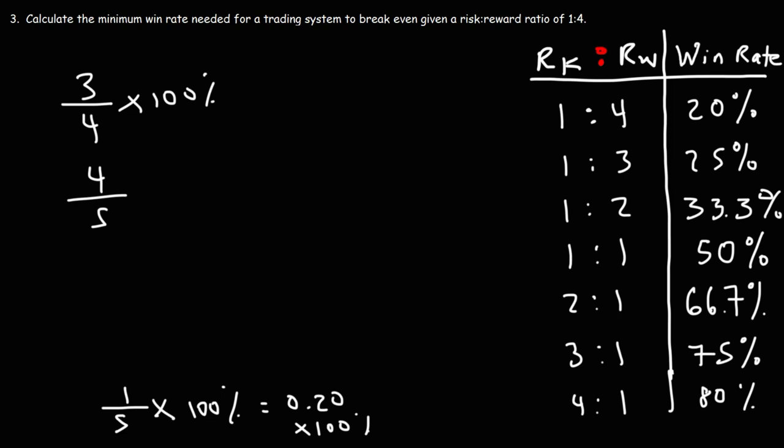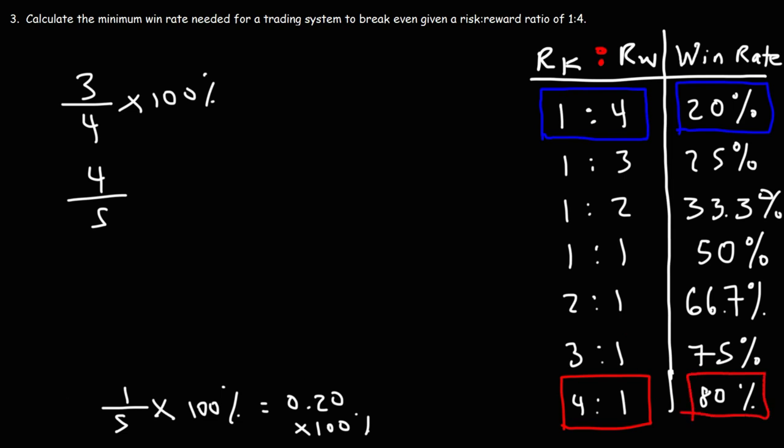So looking at the information on the right, what do we learn from the data in that table? Well, this tells us that a trading system that offers a high reward relative to the amount that's placed at risk requires a relatively low win rate in order for you to break even. Whereas a trading system that offers a small reward for a large amount that's placed at risk requires a relatively high win rate in order for you to break even.